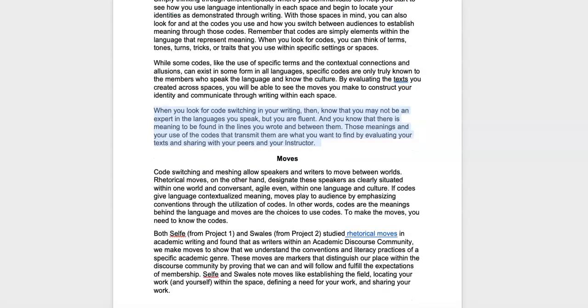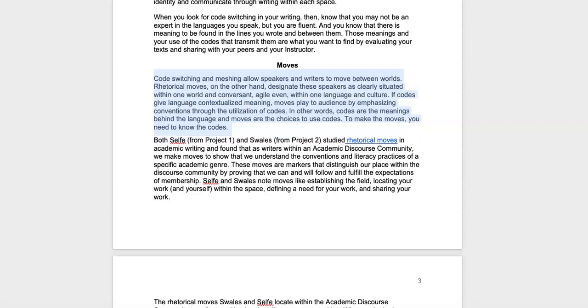When you look for code switching in your writing, know that you may not be an expert in the language you speak, but you are fluent, and you know that there is meaning to be found in the lines you wrote and between them. Those meanings and your use of the codes that transmit them are what you want to find by evaluating your texts and sharing with your peers and your instructor. Moves.